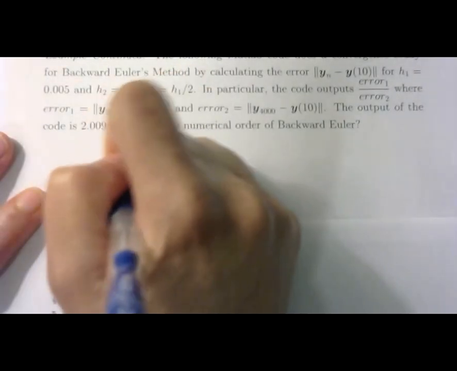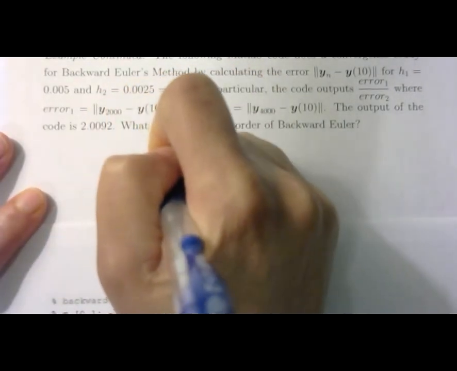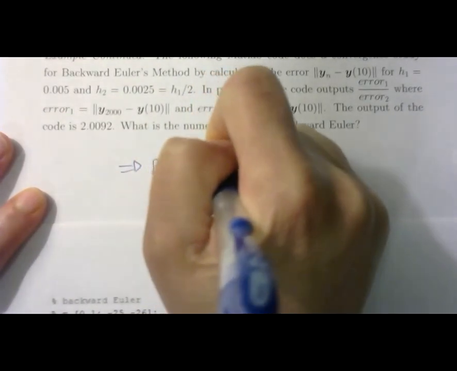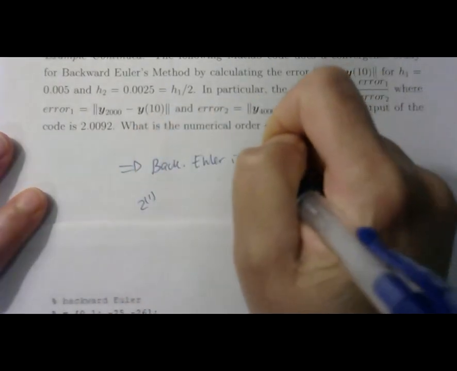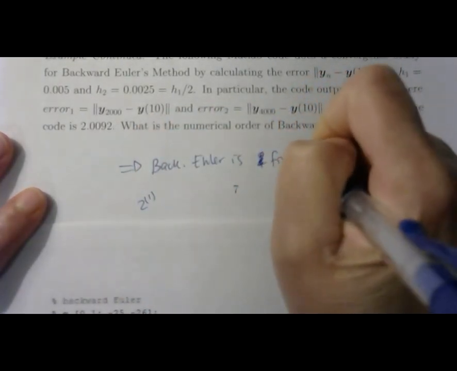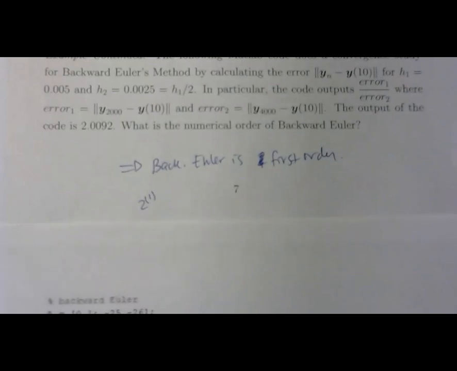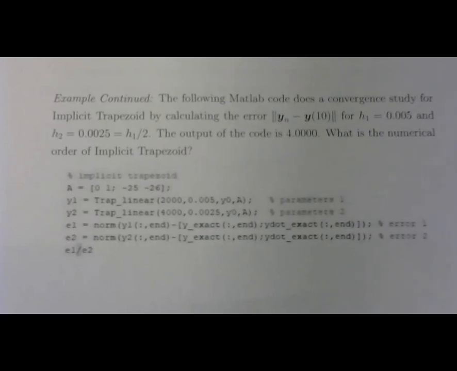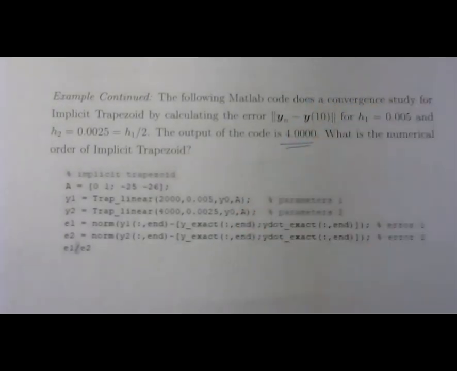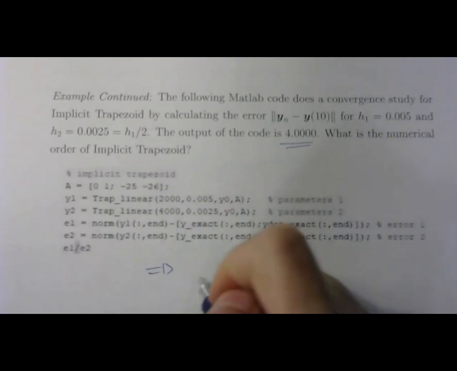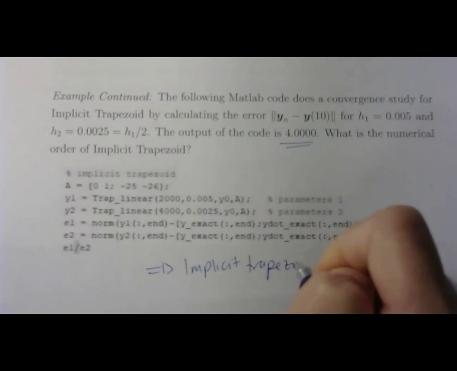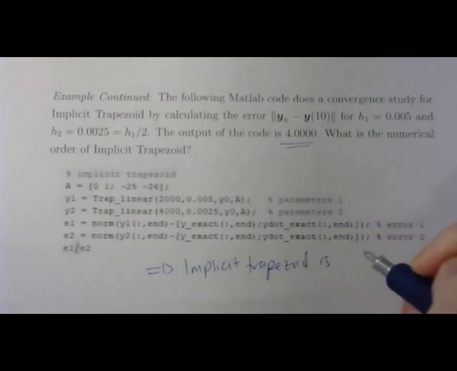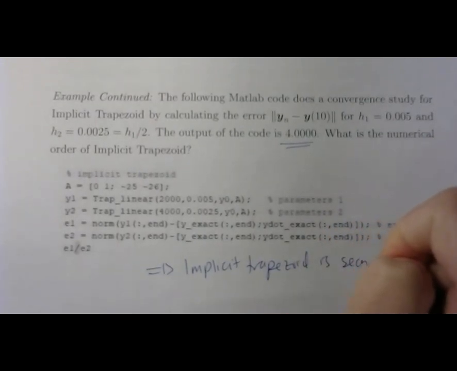2.0092, which suggests that backward Euler is what? It's going to be 2 to the 1. So it's first order. On the contrary, when I do the same convergence study for implicit trapezoid, my output is 4, which implies that implicit trapezoid is 2 to the 2, so second order.